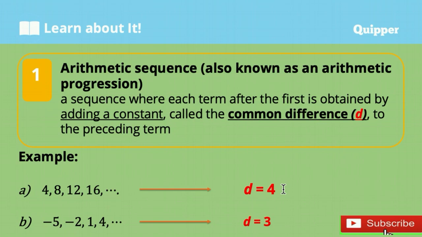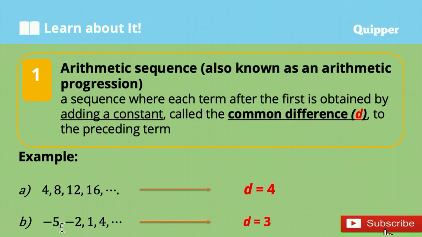Now the question is how to get the common difference. To get the common difference, you simply subtract the first term from the second term, and that is 8 minus 4, which is 4. Next, we have the third term subtracted by the second term. 12 minus 8 is also 4. Then lastly, we have the fourth term subtracted by the third term. 16 minus 12 is also 4.